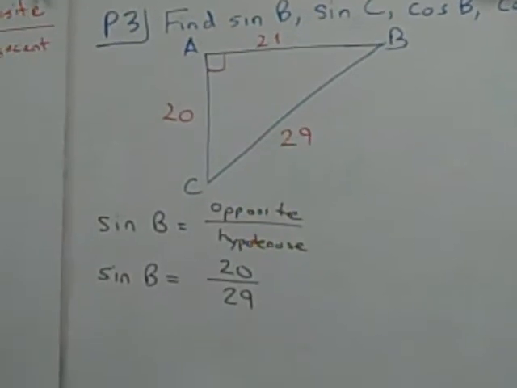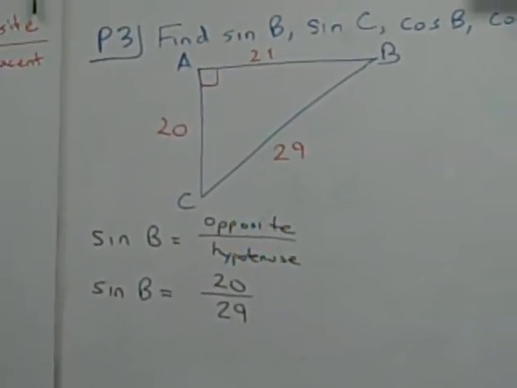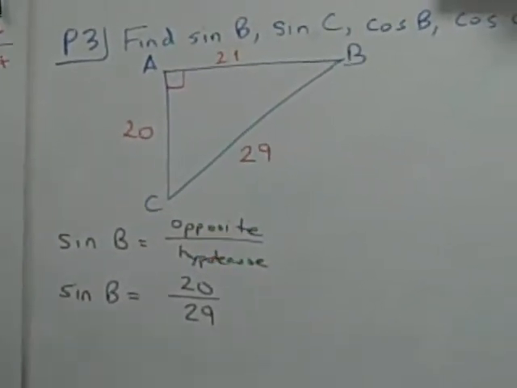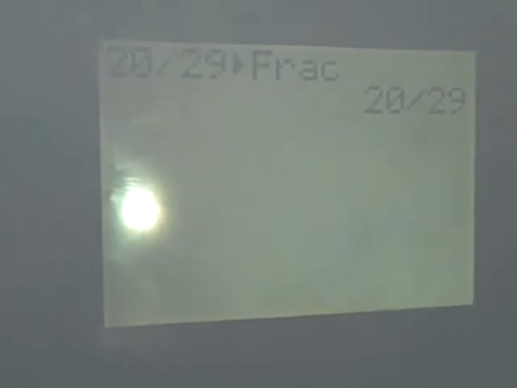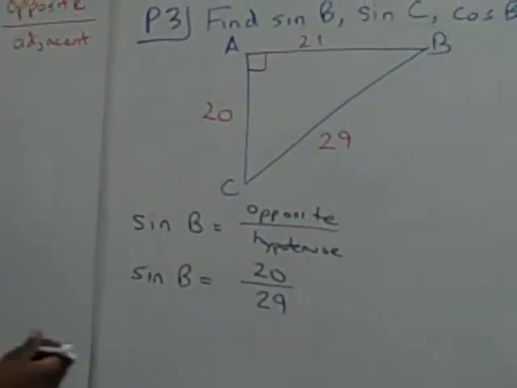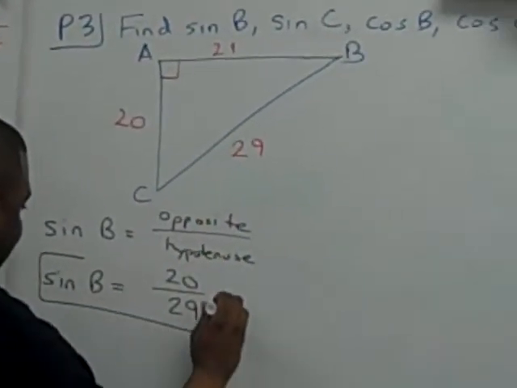Can you reduce it? Well, let's make sure. Go to your calculator, press 20 over 29, which is dividing. Press math, then press number 1 or enter to get that on your screen, and then press enter again, and you'll see that this is the exact same fraction. So 20 over 29 is reduced. That takes care of our first ratio.